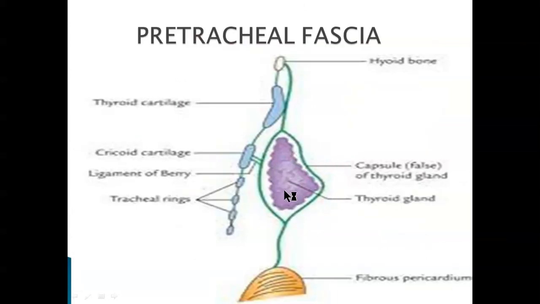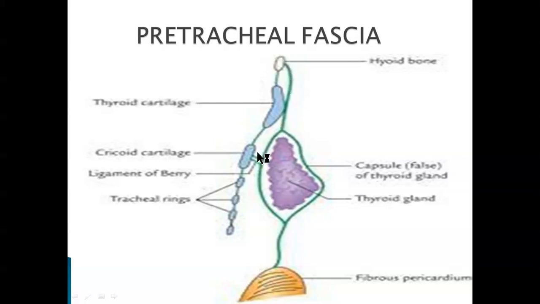So here we have the thyroid gland and the pretracheal fascia enveloping your thyroid gland, and further continuing down and continuing with the fibrous pericardium, the outer layer of the pericardium. All right. So this is your pretracheal fascia.